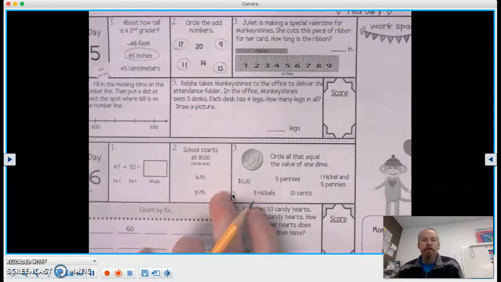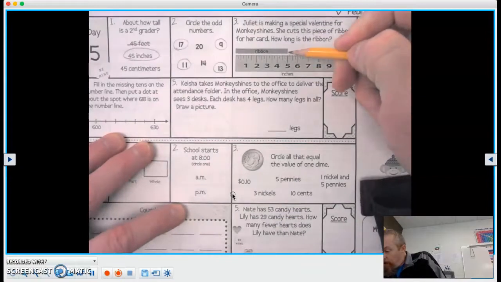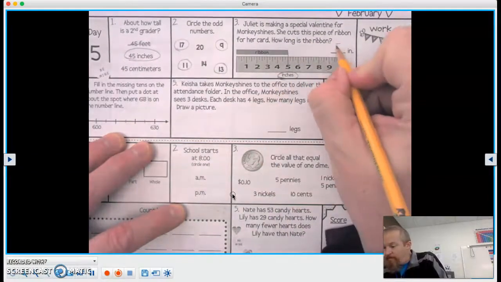Number 3, Juliet is making a special Valentine for Monkey Shines. She cuts this piece of ribbon for her card. How long is the ribbon? And we are measuring in inches, so 5 inches.